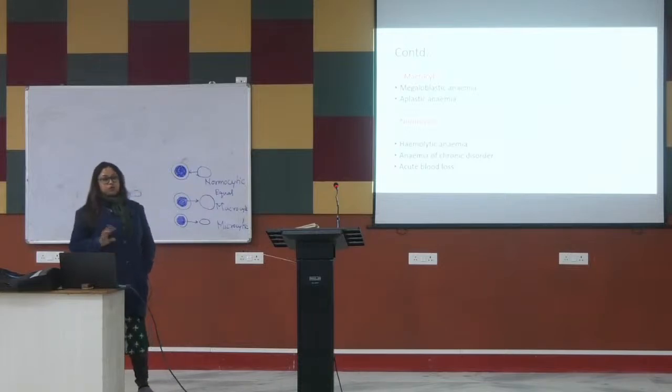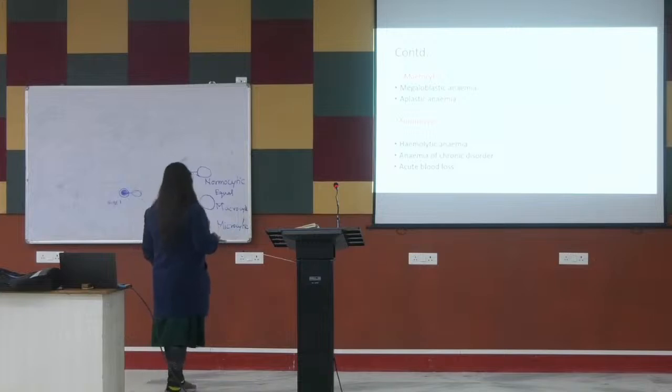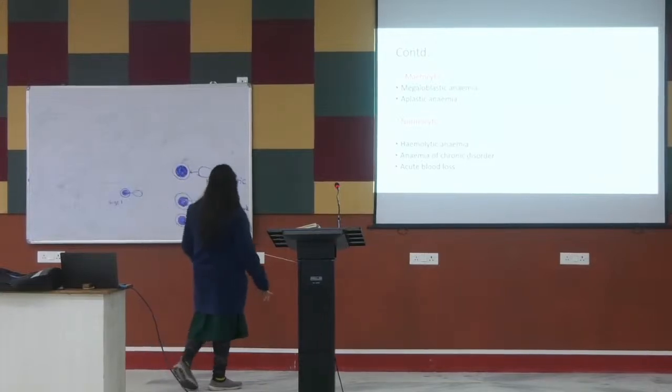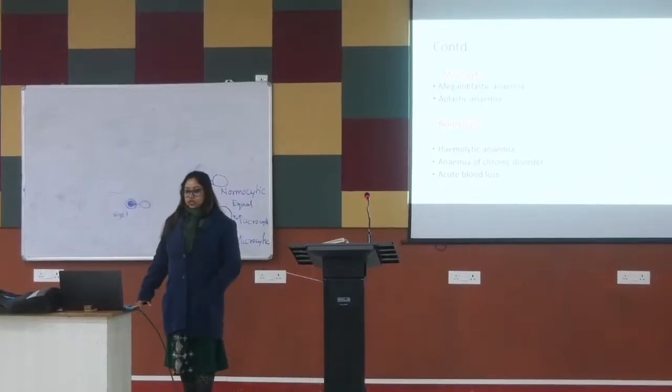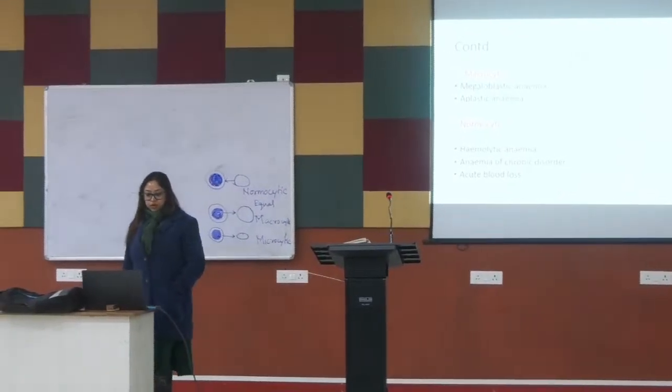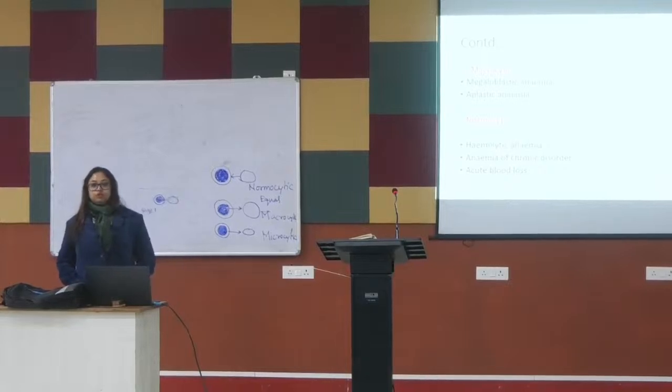Now coming to the normocytic, when the size of the RBC and the nucleus of the small lymphocyte is equal, that is called normocytic. Normocytic anemia examples are hemolytic anemias, anemia of chronic disorder and anemias due to acute blood loss.